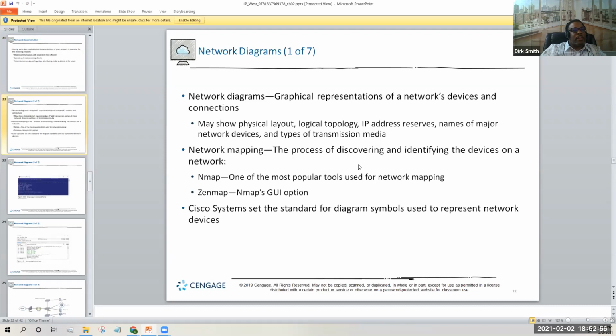Network mapping is the process of discovering and identifying the devices on the network. You want to map everything out. These are a couple of tools that you can use: Nmap and Zenmap. Some of you guys may have used these. You may have never heard of these, but these are just different things that we use in the community to get things networked out.